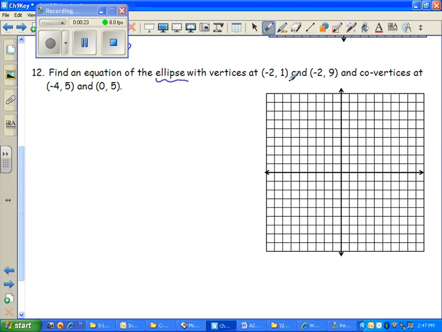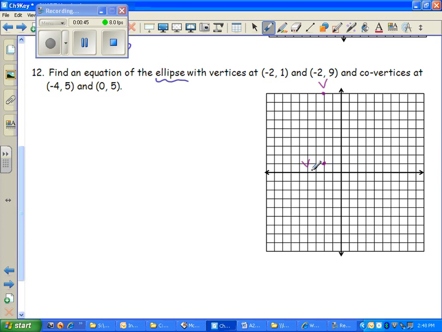I've got vertices at -2, 1 and -2, 9. So I need to go back 2 and up 1 for -2, 1. There's one of my vertices. And then at -2, 9, so up 1, 2, 3, 4, 5, 6, 7, 8, 9. There's my other vertex. The co-vertices are at -4, 5.